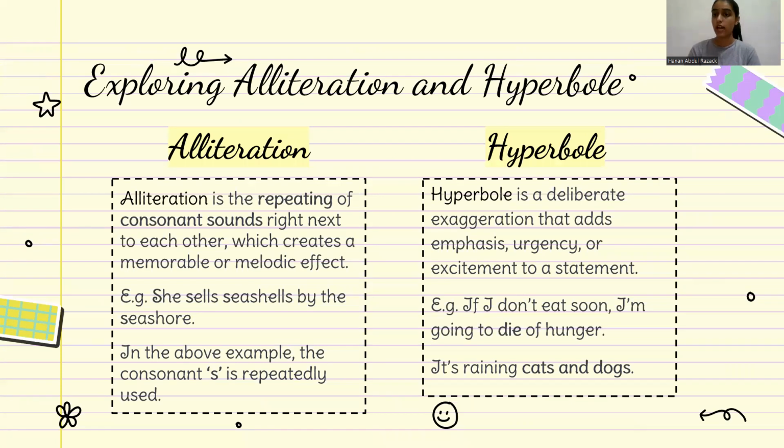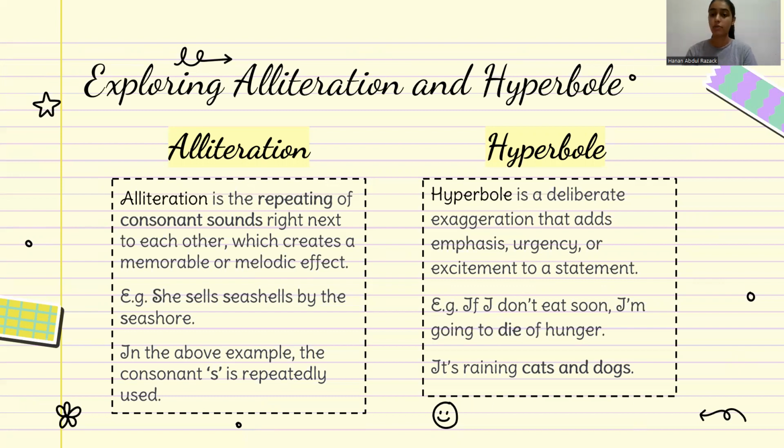Exploring alliteration and hyperbole. Alliteration is the repeating of consonant sounds right next to each other, which creates a memorable or melodic effect. Example, she sells seashells by the seashore. In the above example, the consonant S is repeatedly used.